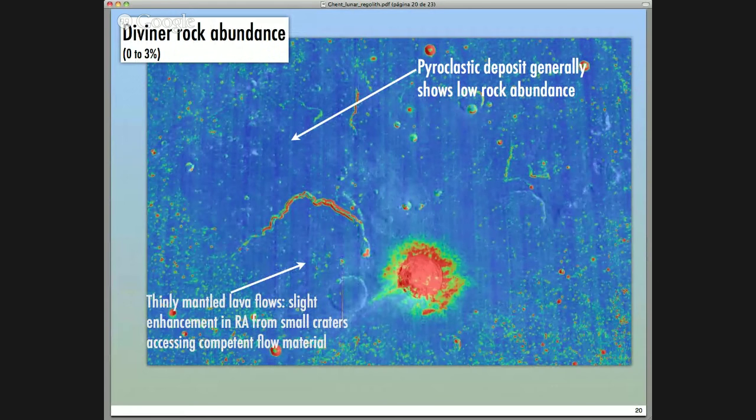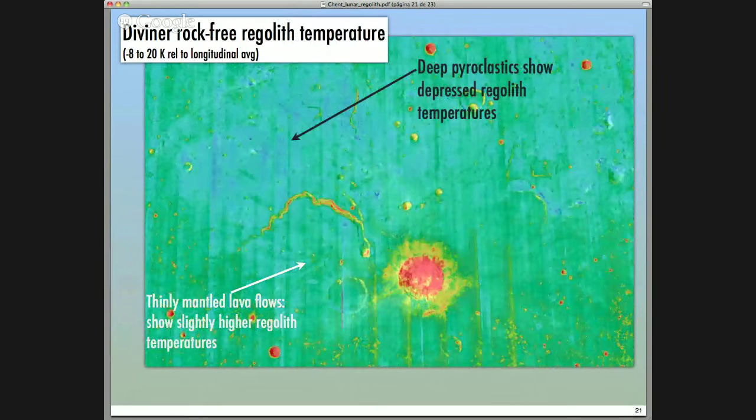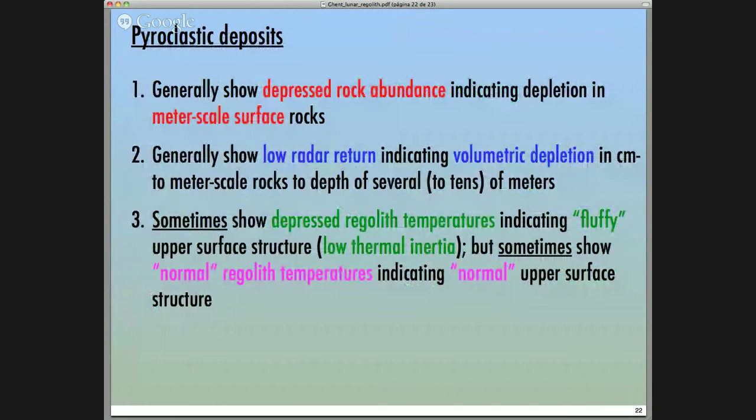I showed that already. So our conclusion so far for the pyroclastics, we don't really understand why the thermal inertia is lower, as I showed here. So this is essentially regolith thermal inertia. You can see the pyroclastic shows up as having lower temperatures, meaning lower thermal inertia. It also has depressed rock abundance.